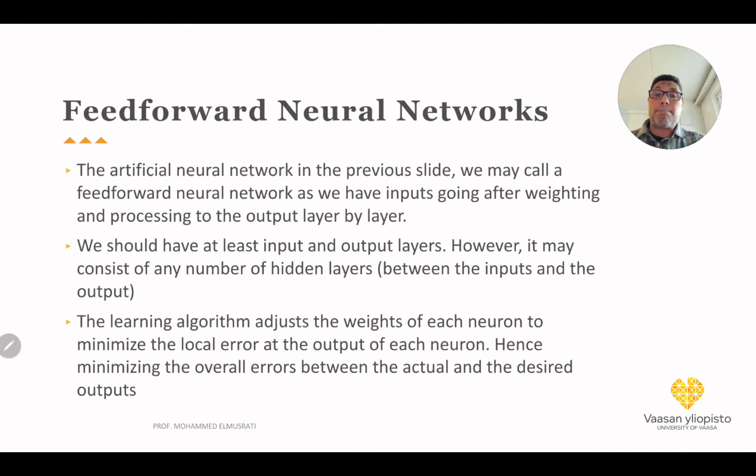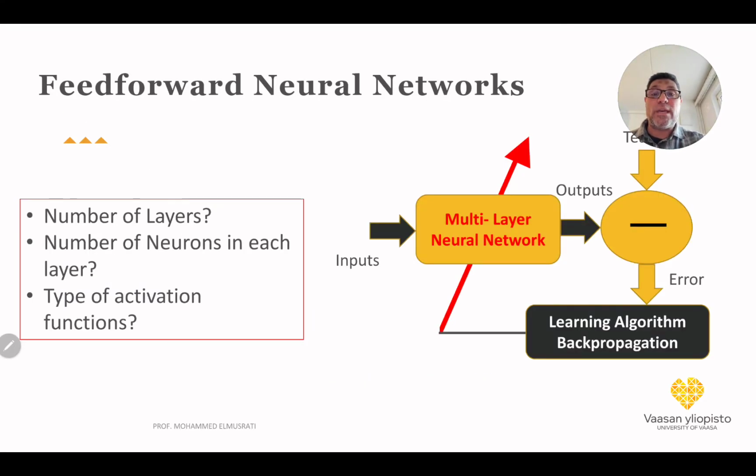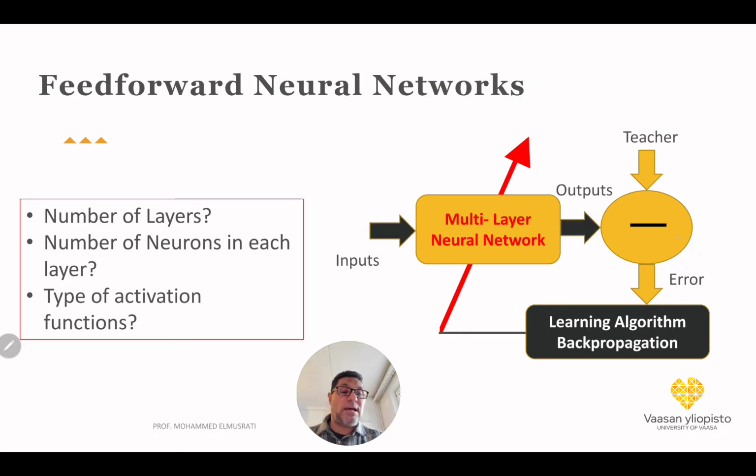Okay, this is the main work of backpropagation, to calculate the hidden layer weights. So this is the concept here. You can see we have multi-layer networks, we have the output here, we have the teacher, then we have the error, and then based on the error we have the backpropagation learning algorithm in order to adapt the weights.